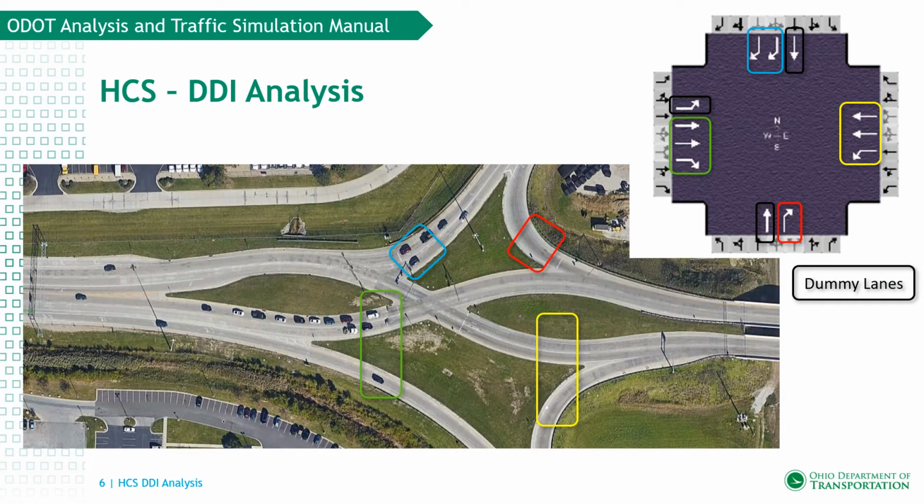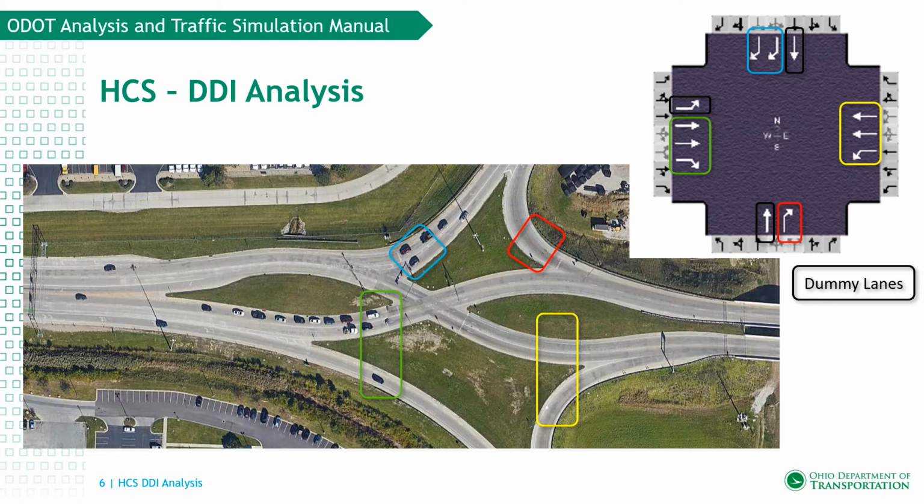Here is the lane configuration for the southbound ramp intersection at the Roberts Road and I-270 DDI in Columbus. The color-coded boxes show the actual lanes at the intersection and the corresponding lanes input into HCS. This same technique is applied to the other intersection at the DDI.